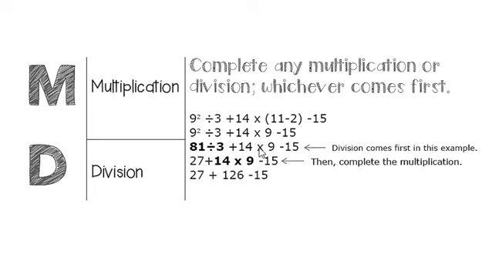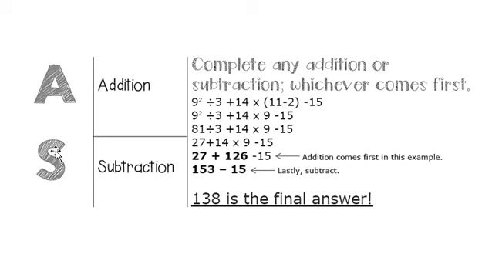Okay, so it depends on how they write it or how they arrange it in your problem. So it doesn't matter, multiplication or division, whichever comes first, you're gonna do it. So this division comes first, so you do the division first followed by the multiplication. And then your addition and subtraction, also whichever comes first inside of your problem.